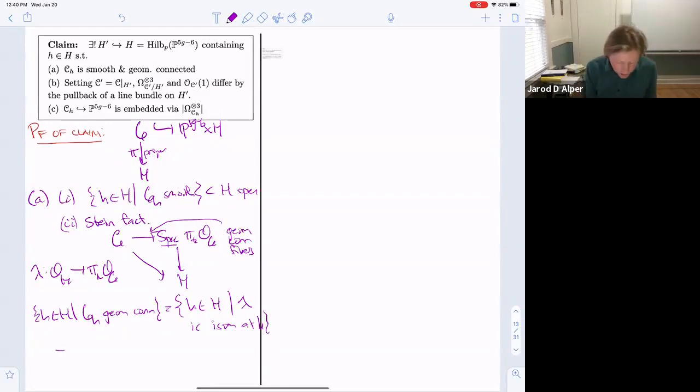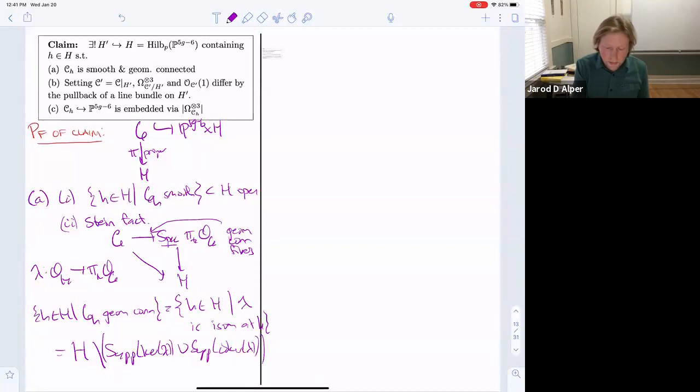In other words, this is precisely the locus of H where you remove the support of the kernel and the cokernel. Right, because I should point out that this is a proper morphism, so this push forward is coherent, so this is a map of coherent sheaves. And so the kernel and the cokernel have closed support. When you remove this, you get an open locus. So that handles case A.